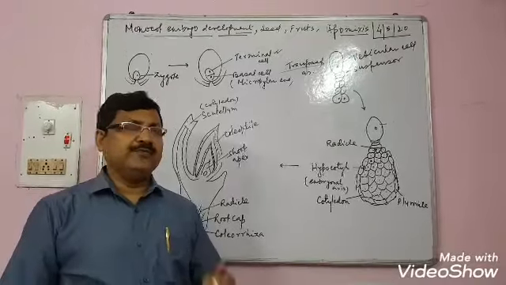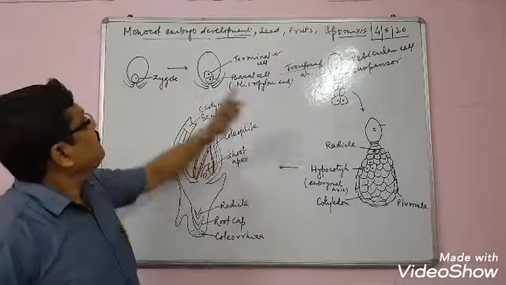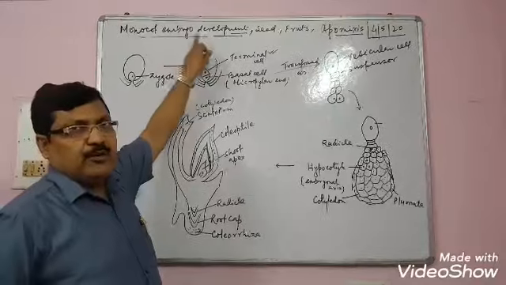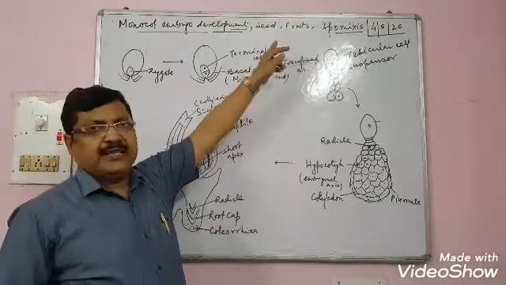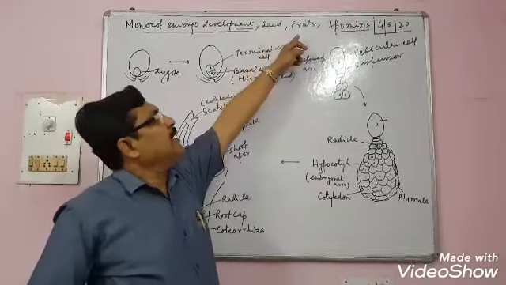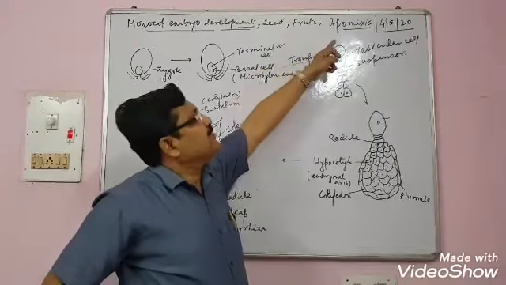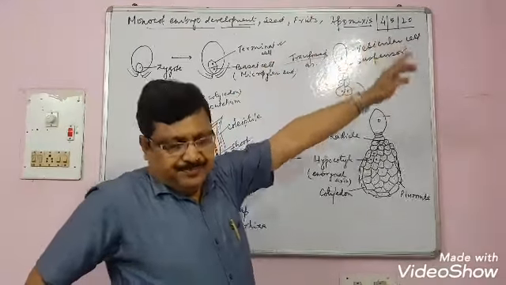Students, today we will discuss monocot embryo development, a brief idea about seed and fruits, as well as apomixis.